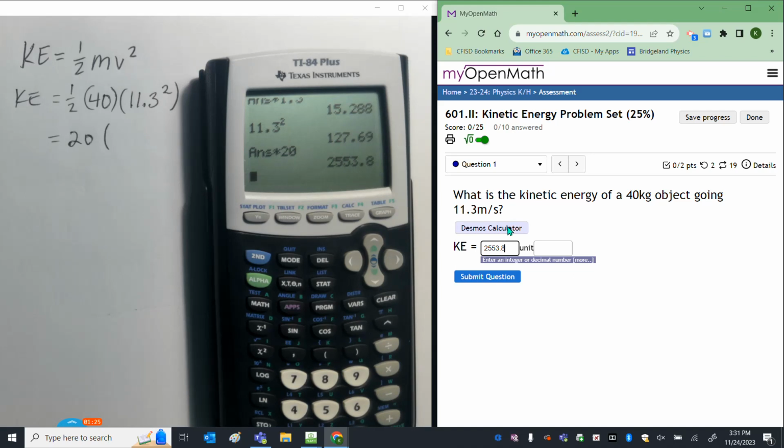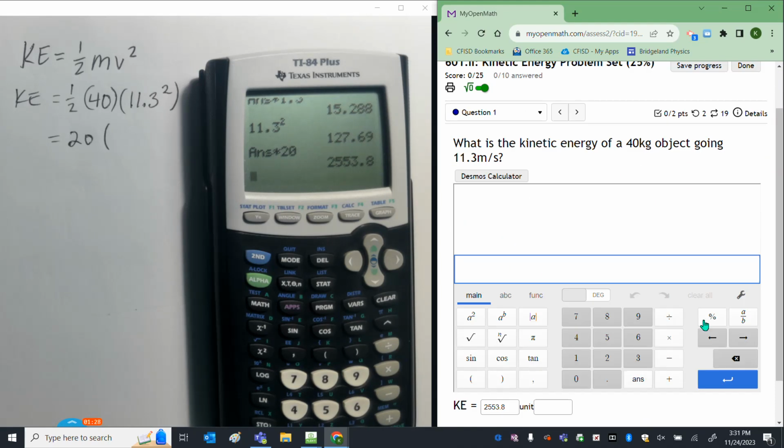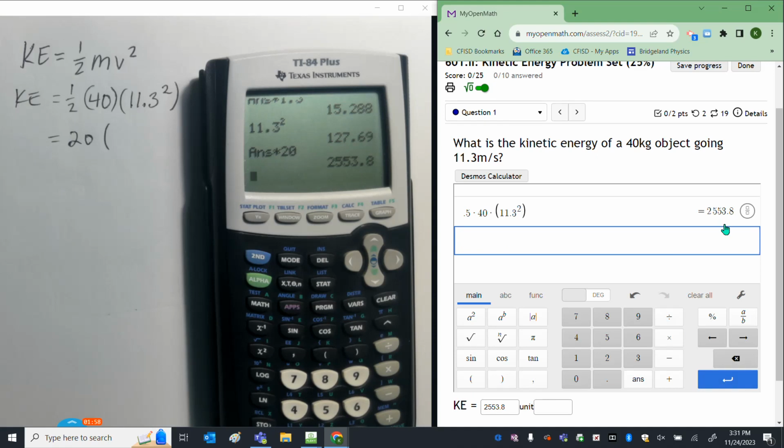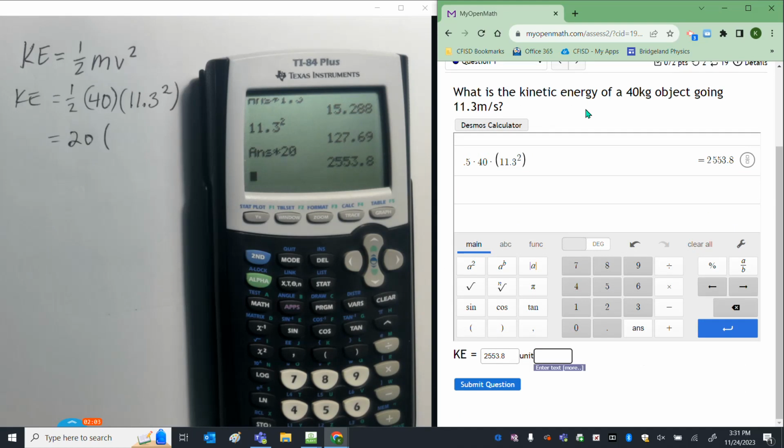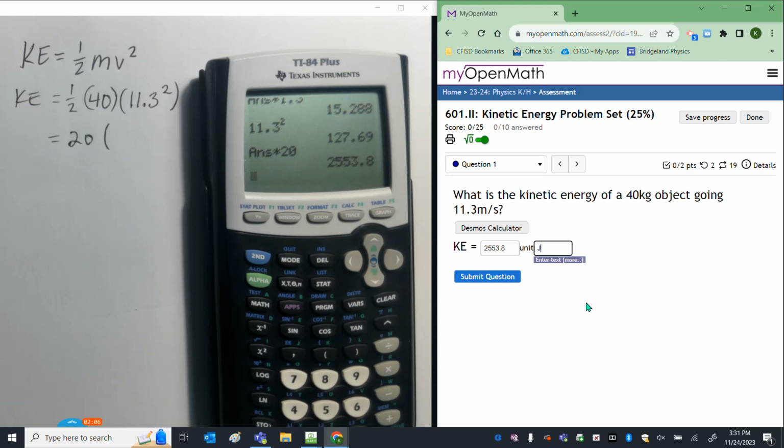By the way, you can click this button if it's an option to actually use the calculator on the screen, and you can type it in that way. 0.5 times 40 times 11.3. I don't know where squared is. I'm trying to find it. There you go, squared. I typed an extra thing in there. Anyway, you get the hang of it, but it's the same thing. 2553.8. The units are going to be joules for energy.